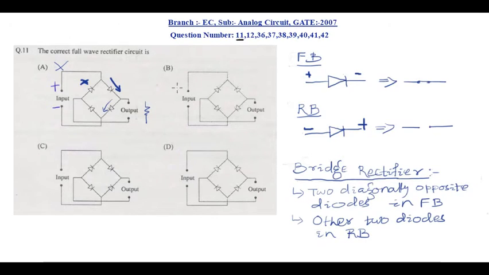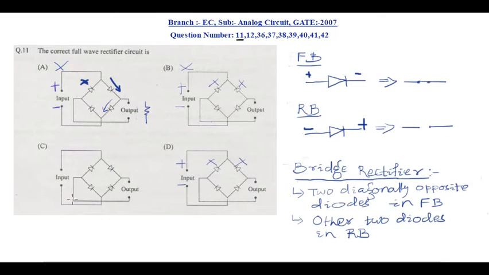Now coming to option B. During the positive half cycle, the positive terminal is applied to the cathode of this diode and this diode. So both these diodes will be in reverse bias, which means both will be in the off state. So this cannot be a full wave rectifier. Now if you come to option D, during the positive half cycle, again both the diodes will be in reverse bias, so both will be off.